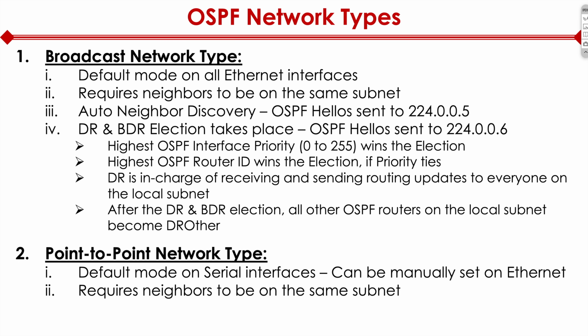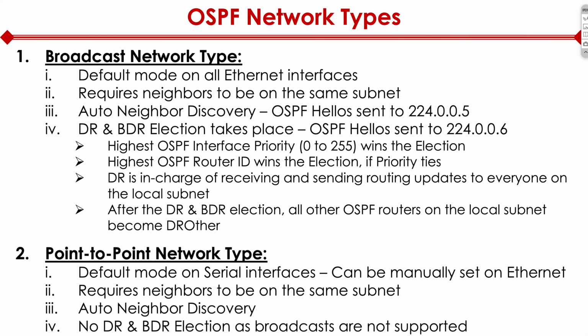It requires neighbors to be on the same subnet, uses auto neighbor discovery, and hellos are sent to 224.0.0.5. However, the big difference here is there's no DR or BDR election because the broadcast is not supported on serial interfaces or the point-to-point network type.